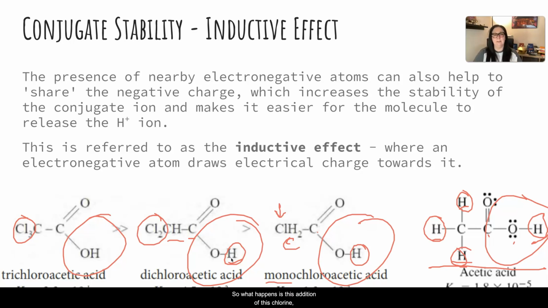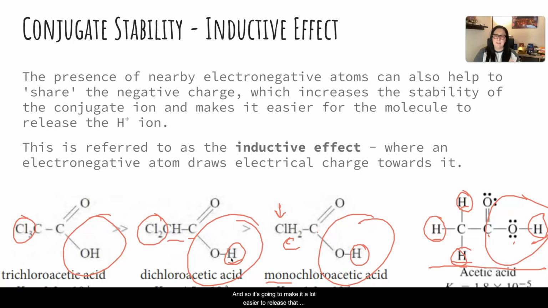So what happens is this addition of chlorine, an electronegative atom just like oxygen, helps to share in that negative charge, just like it did on the oxyacids, which increases the stability of the conjugate base. It's a little different from the oxyacids in that sense, but it still increases the stability of the conjugate. So it makes it easier for this molecule to release that H+. This is referred to as the inductive effect. It's a couple atoms away within the molecule, but it's still going to pull the electrons just like that oxyacid does.